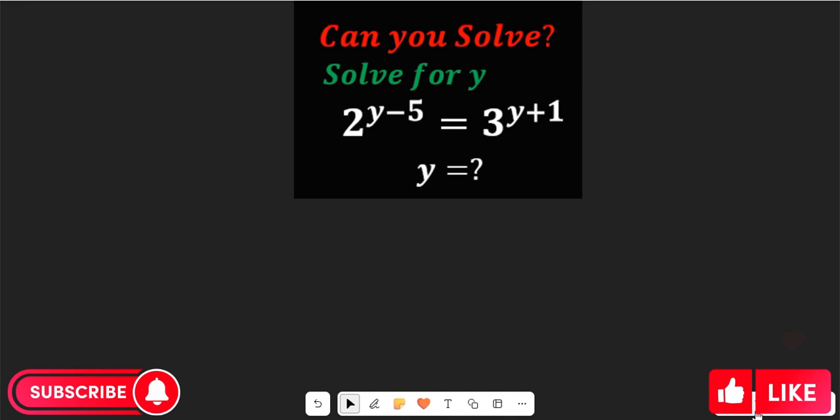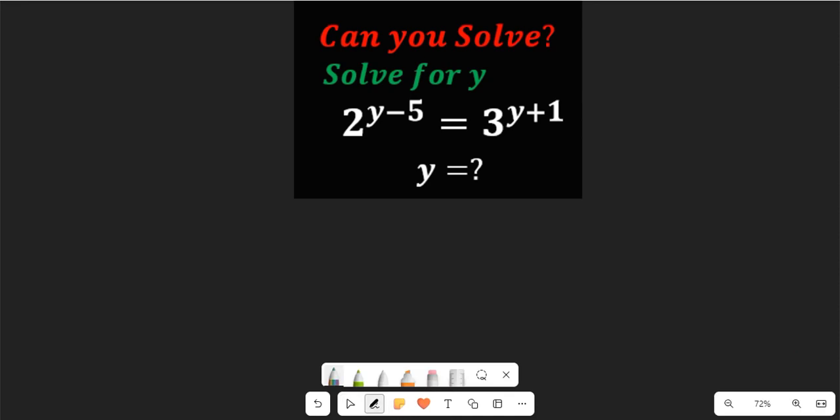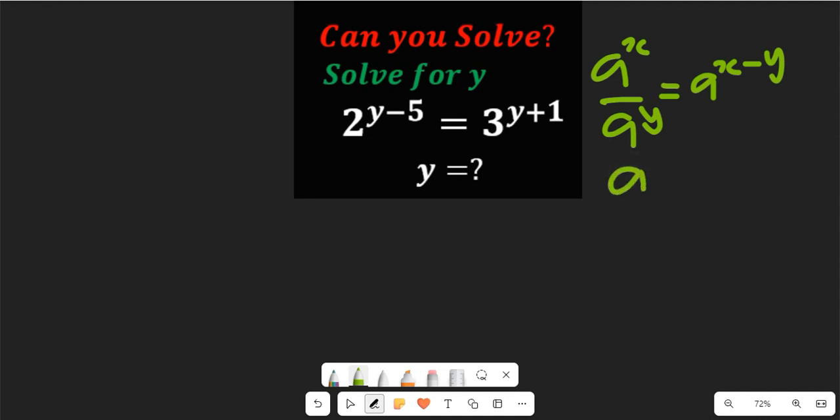Now, before we start, I want you to recall two laws of indices. From these laws of indices, if you have a to the power of x divided by a to the power of y, this can be equal to a to the power of x minus y, right? And if you have a to the power of x multiplying a to the power of y, this can be equal to a to the power of x plus y. This is the unique thing happening between here and here.